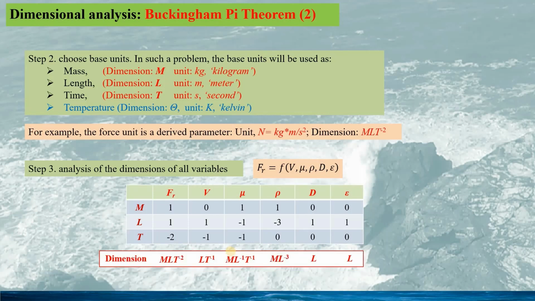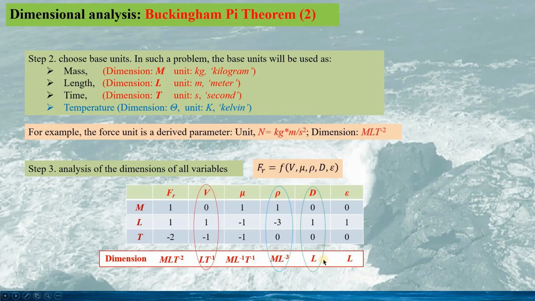So it can be seen that all these 6 variables can be expressed using these 3 base units, and the corresponding symbols for the variables are given in the dimensions here. If we take some simple parameters, for instance, the velocity, its unit is meters per second. So this dimension is given as this. And for the density, its unit is kg per meters cubed. So its dimension is given by this.